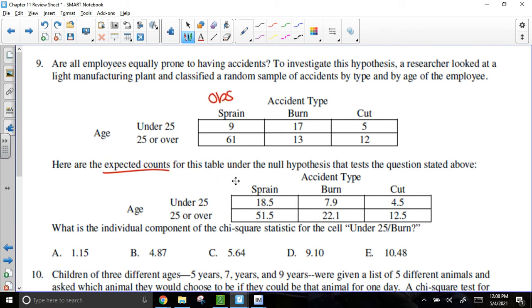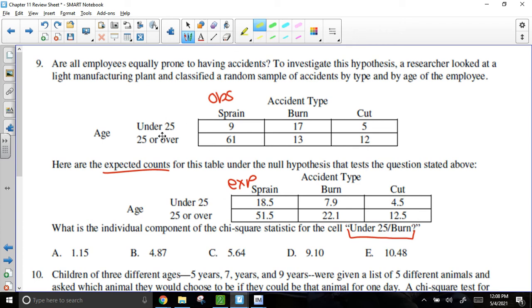It says here are the expected counts. Those are these values here. So 9 is observed, 18.5 is expected. 61 is observed, 51.5 is expected, and so forth. It says, what's the individual component for the chi-squared test statistic for the cell under 25 and burn?